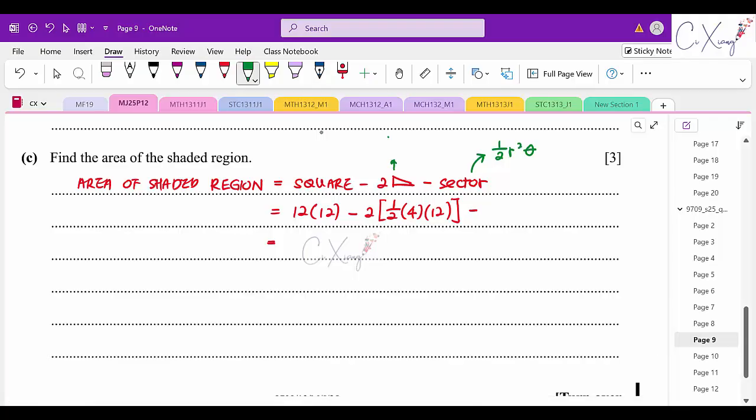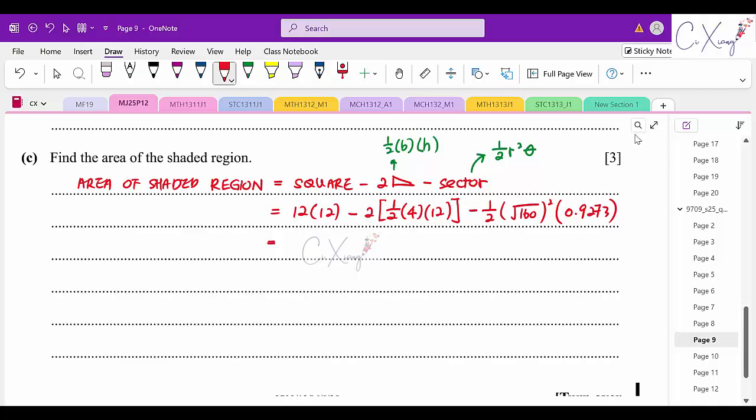Then this one is half times base times height. Okay, so come back to the sector. Half r squared theta means half. Your r is square root 160. Then you have to square it. And then the theta is 0.9273, right? We get the value in the first part. It should be 0.9273. So I think this is the correct one.